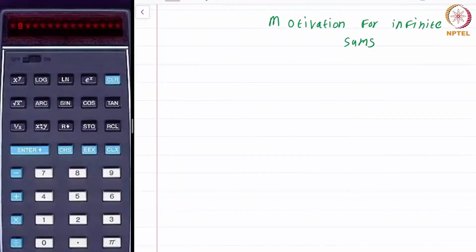An infinite series is an expression of the type summation an as n runs from 1 to infinity. One natural question that arises is, why do you want to study such infinite sums? Let me motivate using a real world example of scientific calculators.